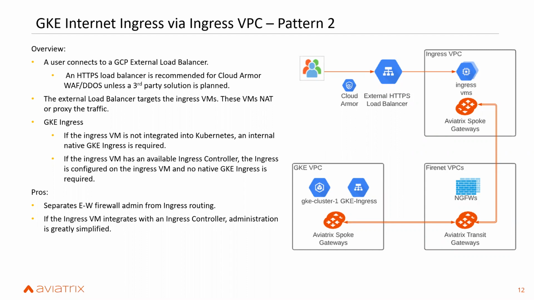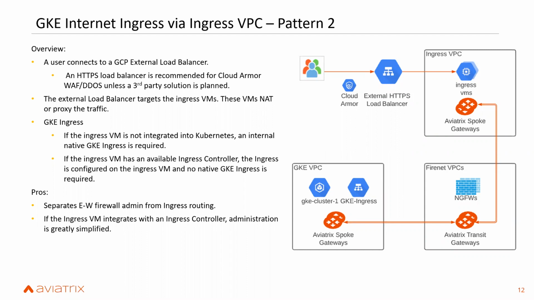And similarly, the external load balancer targets the ingress VMs. And these VMs have to either NAT or proxy the traffic. And now, if you're using NAT, you could actually use something simple like Vios, which is a third-party Linux-based distro that kind of simulates a Juniper command line. Or you could even, if you really wanted to, outside of FireNet, put in another set of next-generation firewalls if you wanted to use a different vendor or you wanted to do something different. It gives you a lot of options.